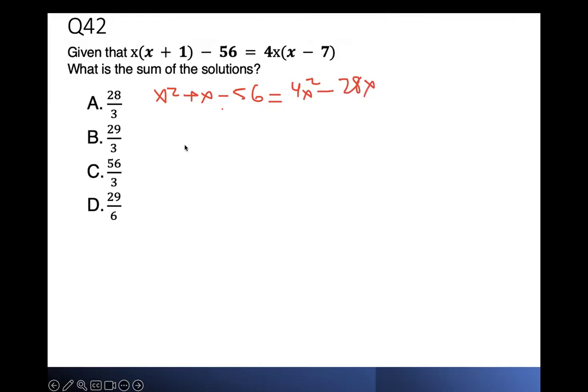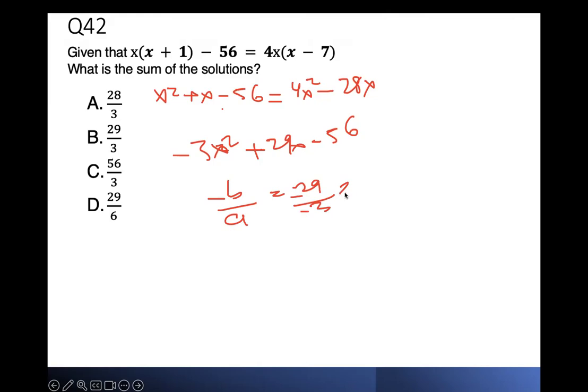Then you bring everything here. You're going to get 3x squared plus 29x minus 56. What is the sum of the solutions? It's minus b over a. What is minus b? 29. So 29 negative, and a is also negative 3. This is going to give you 29 over 3, and that is your answer. Do you see 29 over 3 there? Right there. Boom. You ace it and you get your answer. Straightforward.